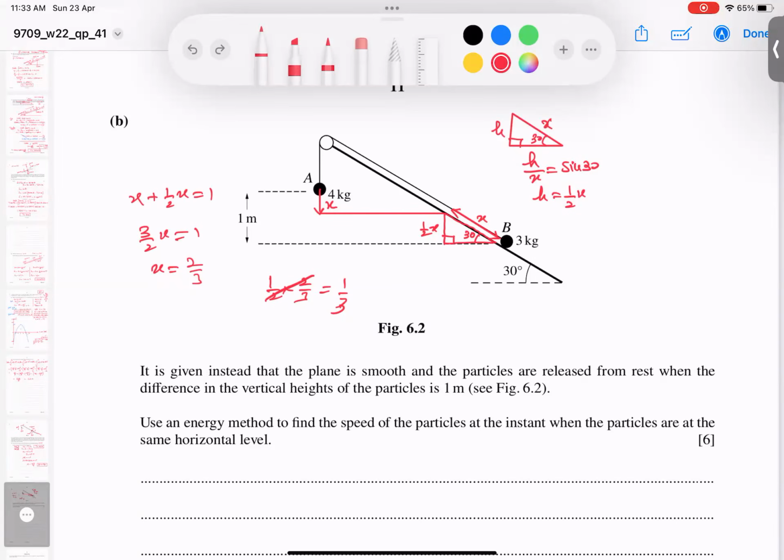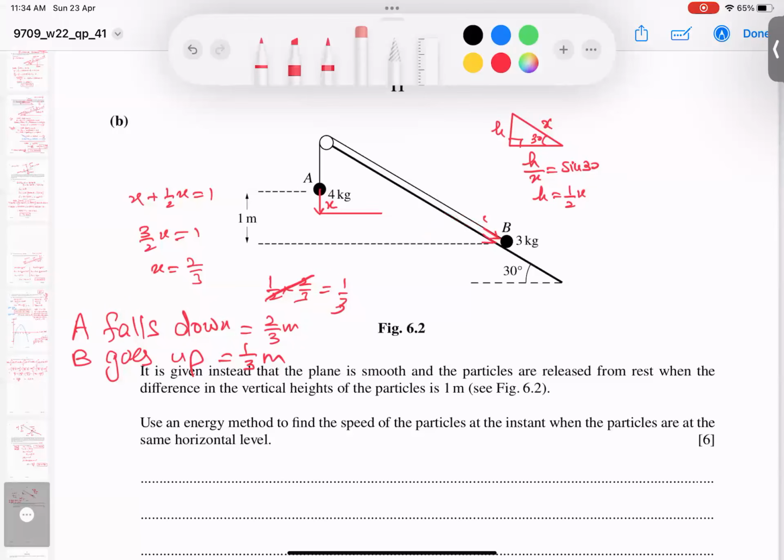So it means particle A falls down 2 by 3 meters, and B gains height or goes up 1 by 3 meters. I hope it's very clear. Sorry, it's not a half x, it's half into 2 by 3. I got 1 by 3 meters high. So I think the idea is very clear, student.